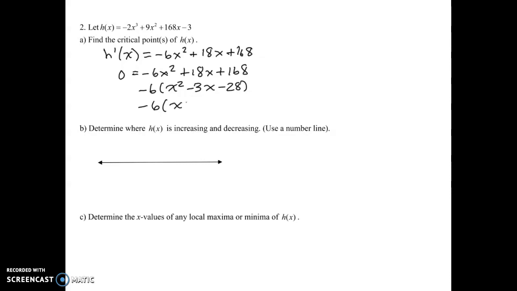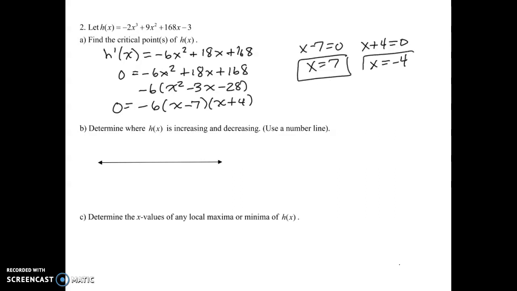Now that's super easy to factor. I don't have those big numbers. Two numbers that multiply to negative 28 and add to negative 3 are negative 7 and positive 4. Remember, if I just have a constant in front, I can ignore it. So I just say x minus 7 equals 0 and x plus 4 equals 0. If I had to take an x out, that's different. Then I would have to set it equal to 0. So these are my two critical points, 7 and negative 4.